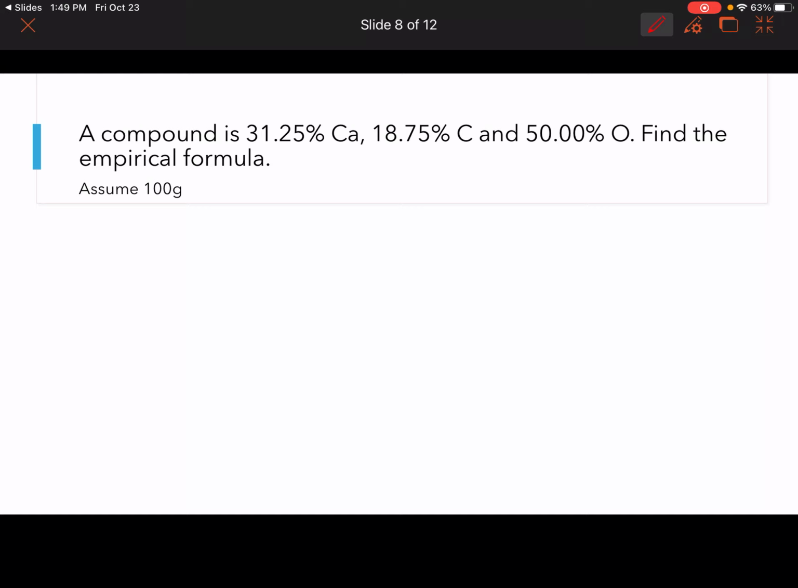Now, when you're doing these, you should always assume 100 grams at the top here, because you need to have that in order to use our percentages. So for example, if I have 100 grams, that 31.25% calcium is going to transfer into just being 31.25 grams, which makes life easy for me here.